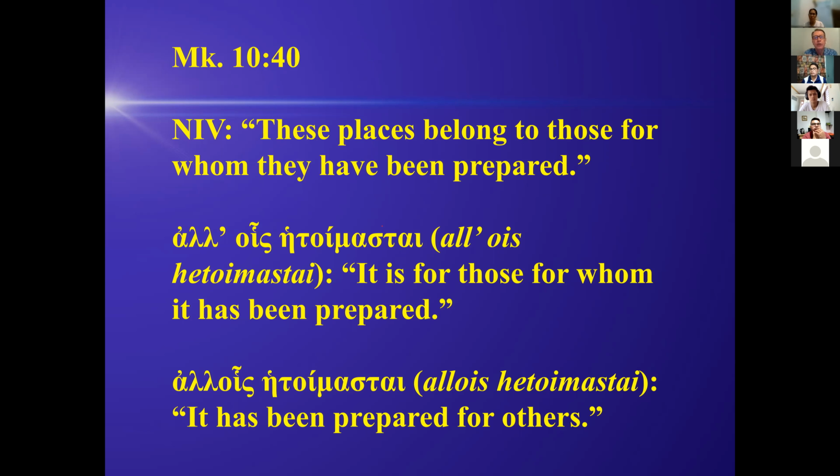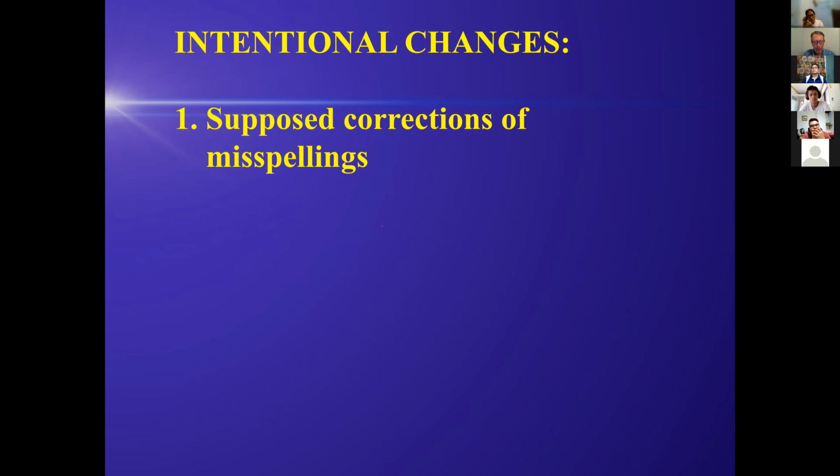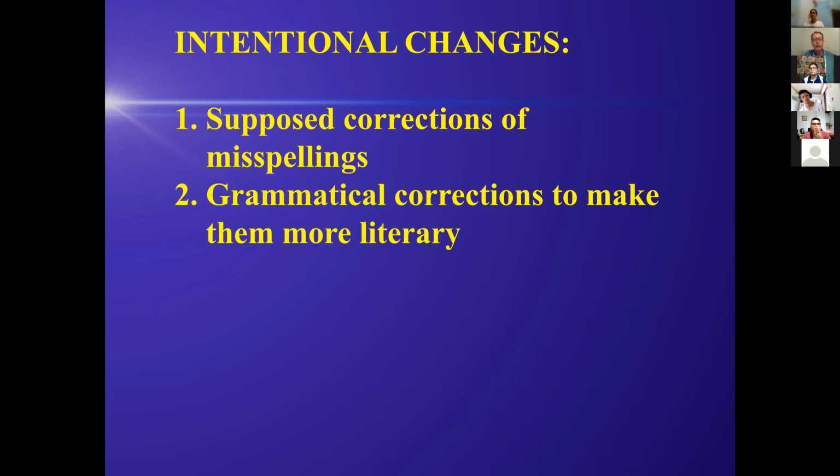Okay, so all of these are unintentional changes, but there were also intentional changes that happened. We have supposed corrections of misspellings. So a scribe might think, hey, they misspelled this, I'm going to change it and make it right. Grammatical corrections to make them more literary. An example of that would be Revelation 1:4. Grace and peace to you from him who is and was and who is to come, in the wrong case. It's probably intentional on the part of the author, but some scribes corrected it.